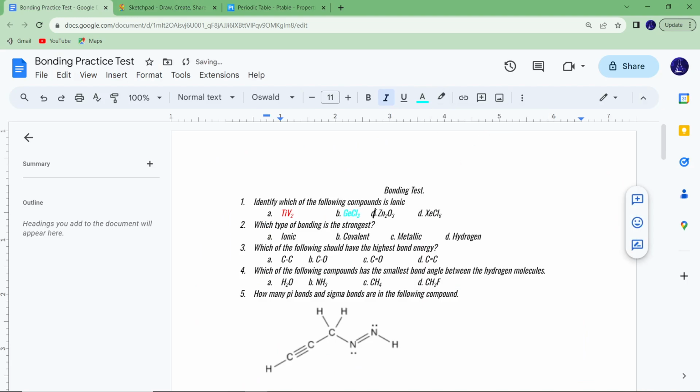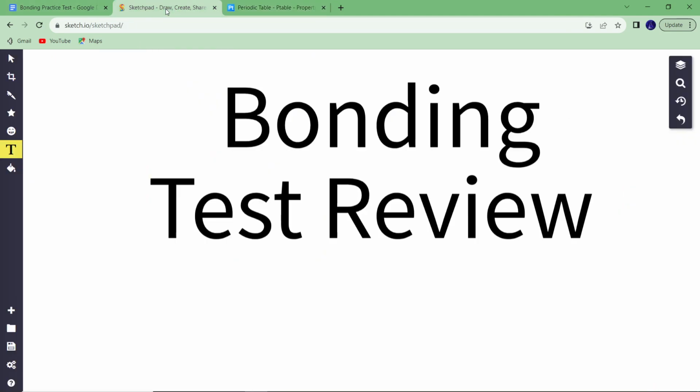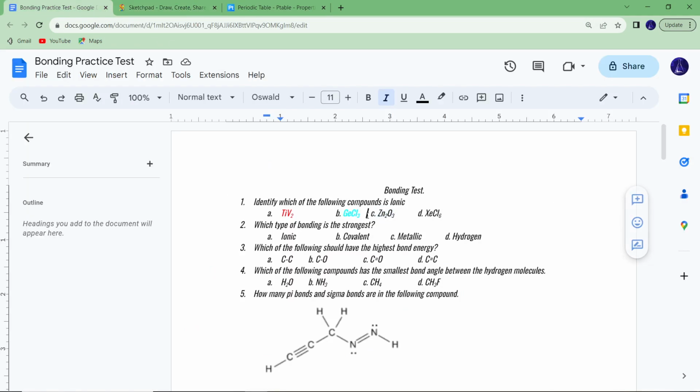Okay. This one right here has zinc and oxygen. We take a look, and we see that we have zinc and oxygen. Shoot, that means that we have a metal. This is a transition metal. Then we have their non-metal right here. That means this one here is going to be our answer, okay? And our answer, we're going to circle.